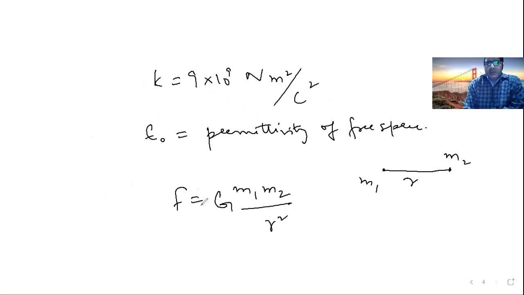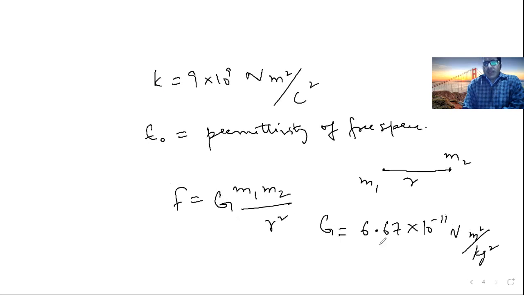Here the constant of proportionality is called universal, not universal gas constant, universal gravitational constant. Its value is 6.67 into 10 raised to minus 11. The unit in the SI system is Newton meter square per kg square. The direction of the force is along the line joining the masses.